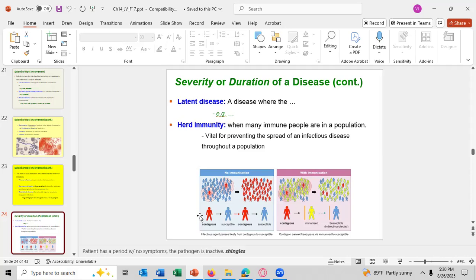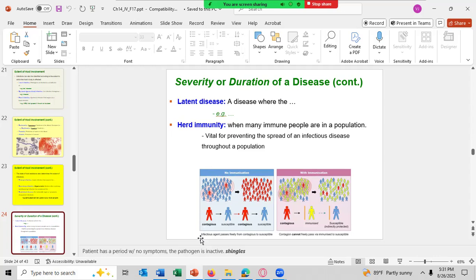Actually, strep throat is that way. If you've ever had strep throat, it usually has a sore throat, and then you get better, and then the sore throat comes back. And so, in that period of time where you are asymptomatic, that would be where strep throat would be kind of latent. Cancer can sometimes go latent too, where they've knocked the cancer down and the cancer goes latent, but then it can come back and then cause disease again. Anyways, that's what a latent disease is: a disease where the patient has a period with no signs or symptoms.